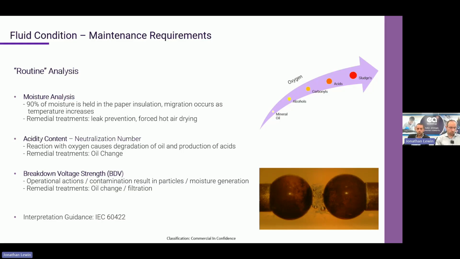It's important to note that within a transformer, approximately 90% of the moisture is held within the solid insulation, in the paper. As the temperature increases within the asset above ambient, above 20, you start to see increasing migration of moisture from the solid insulation into the oil itself. For that reason, we do ask for a measurement of the flowing temperature of the oil at sampling, so we can then correct those fluctuations and look at a consistent temperature corrected value for trending moisture over time.